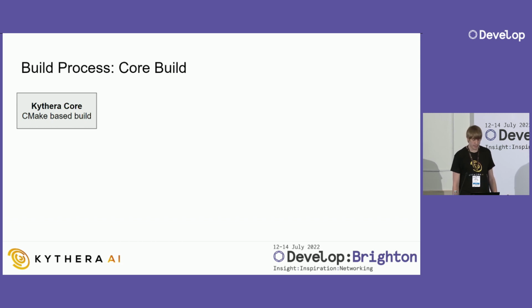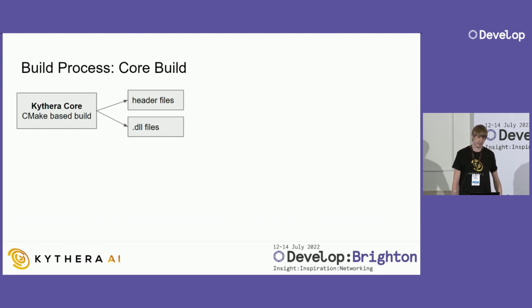The build process: we are using the standalone CMake build process of our core to get out header files and DLL files. The header files contain our public API, and the DLL files, when I say DLL files, I mean platform-specific dynamic linked libraries.